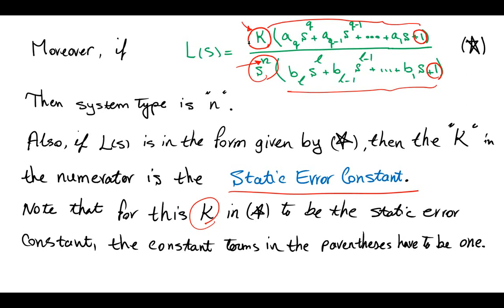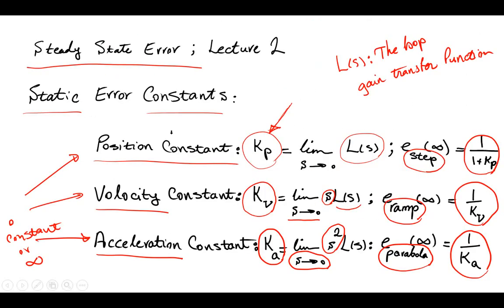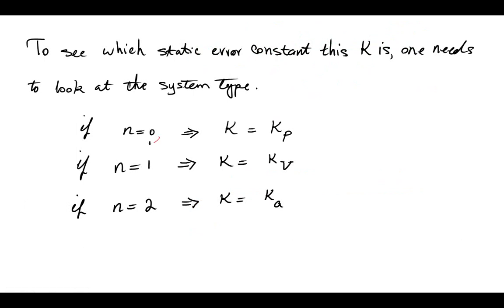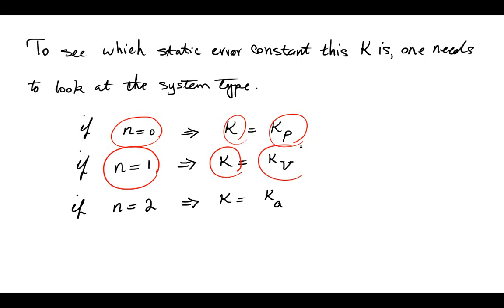And which k? We have 3 static error constants: position, velocity, and acceleration. Which one of these is this k? The answer is, if the system type is 0, the resulting k will be the position error constant. If the system type is 1, the resulting k will be the velocity error constant. If n is equal to 2, the resulting k will be the acceleration error constant.